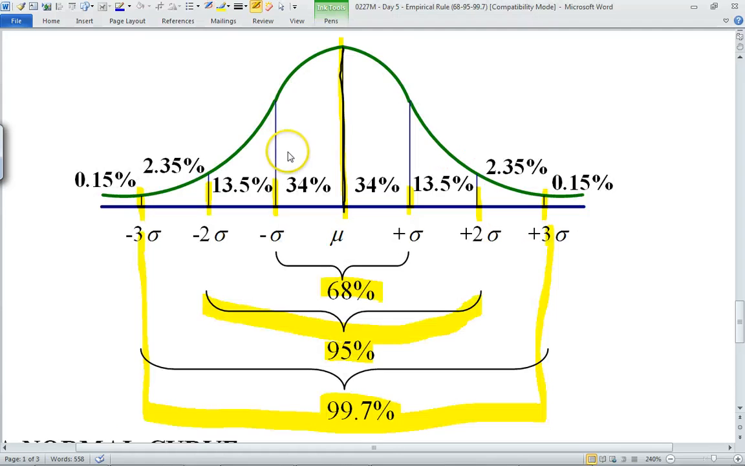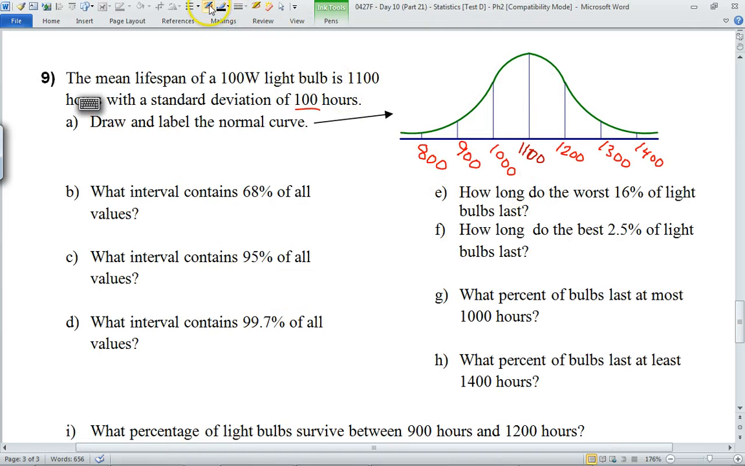If we look back at the chart, we had 34%, 13.5%, 2.35%, and 0.15%. It will help if you fill those in. I would do that if I were you. You should draw them right on there. Certainly for your packet, I should see these filled in.